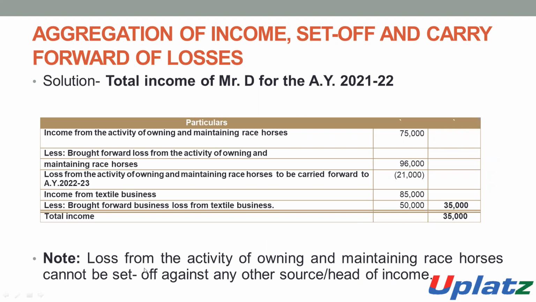So note, the loss from the activity of owning and maintaining race horses cannot be set off against any other source of income. It means such 21,000 we cannot adjust with such 35,000, because the loss from owning and maintaining race horses will be adjusted only with the income from the same activity. So the taxable income is 35,000 rupees, and 21,000 rupees will be carried forward for the next assessment year.